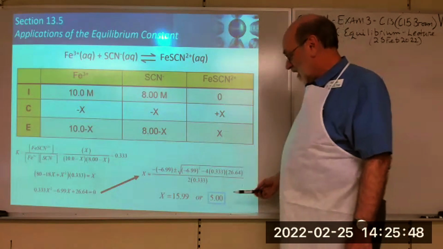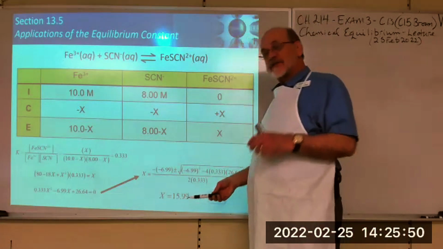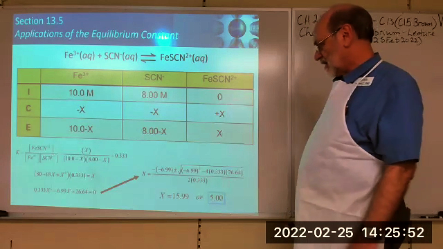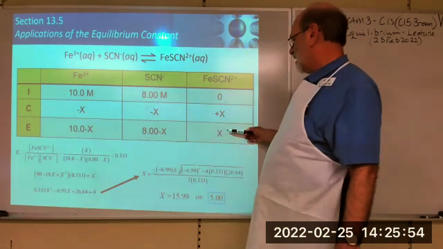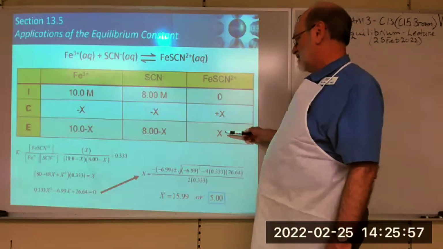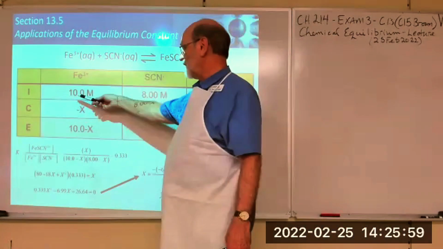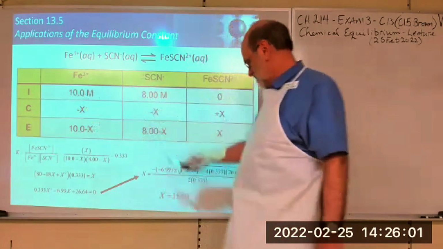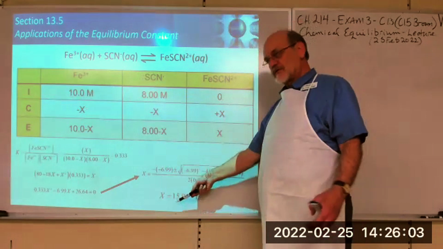Yeah. Then when you get these two values, you have to decide which one makes sense. Right? If X is 15.99, it can't be, right? Because it has to be 1 to 1 to 1. There's nothing in here about 15. Right? So that one, we cross that one out.